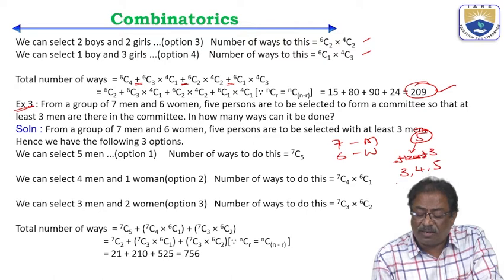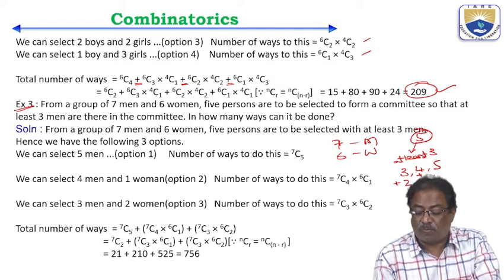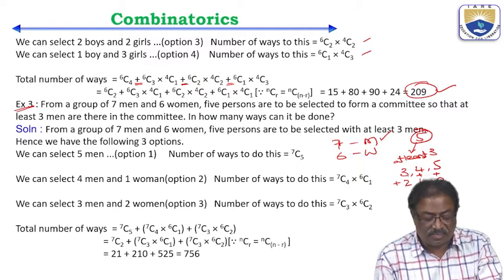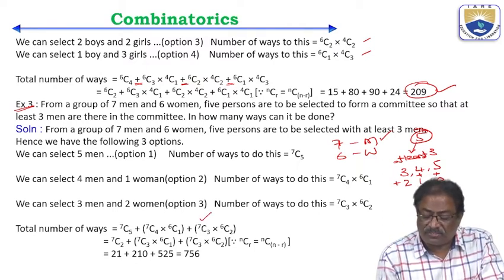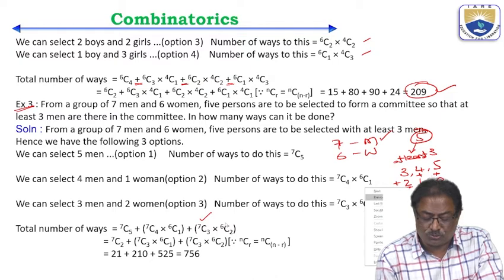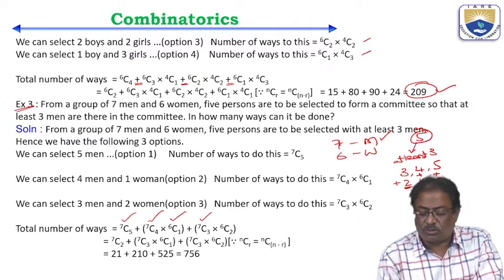Whenever 3 men will be there, then 2 women will be there. If 4 men will be there, then 1 woman should be there, and if 5 men will be there, there is no woman. See here, how many possible ways? At least 3 men out of 7, 7C3, and the next 2 women, 6C2. And the next 7C4 and 6C1. And the next only men, so 7C5.